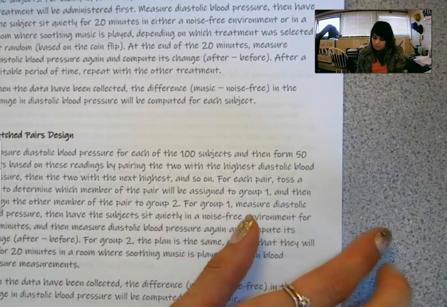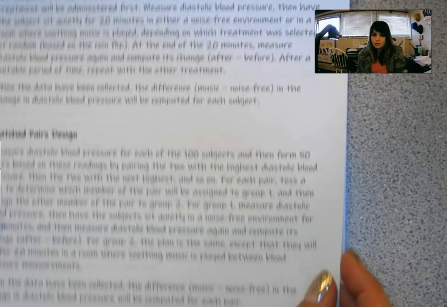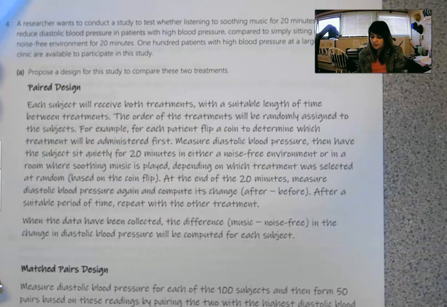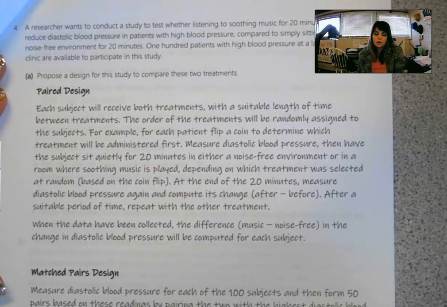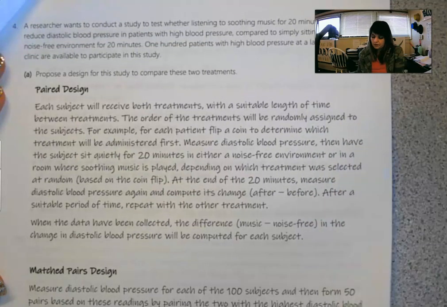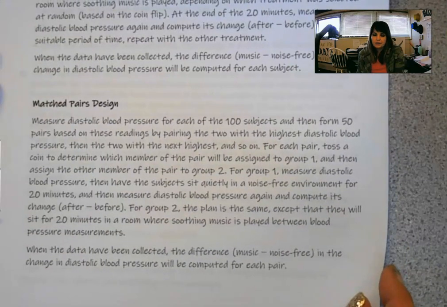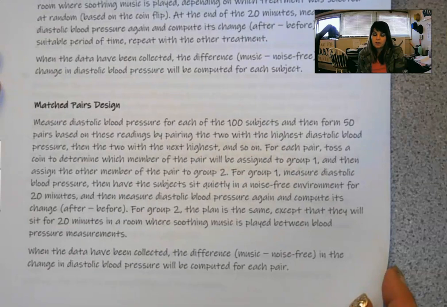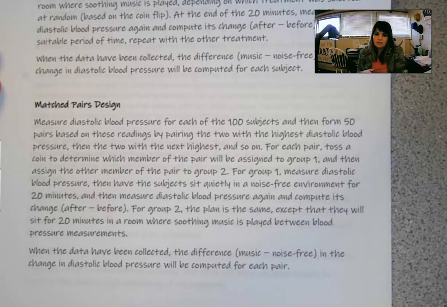Now we're talking about the experiment on music and blood pressure. For me, I think I would use a matched pairs design, but I'm going to show you each. There's a paired design, so each person would do each treatment and randomize the order. A matched pairs design would pair the subjects by their starting blood pressure. And then you group them. One of them does the music and the other one doesn't.